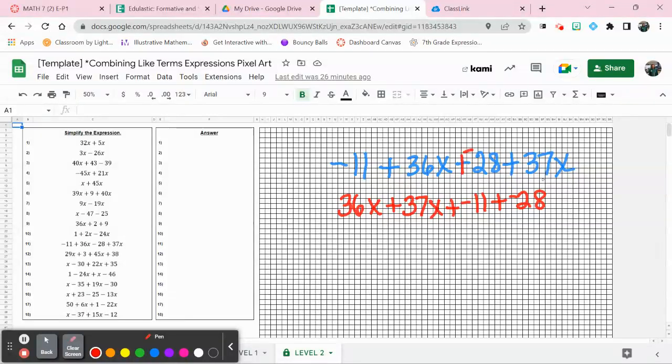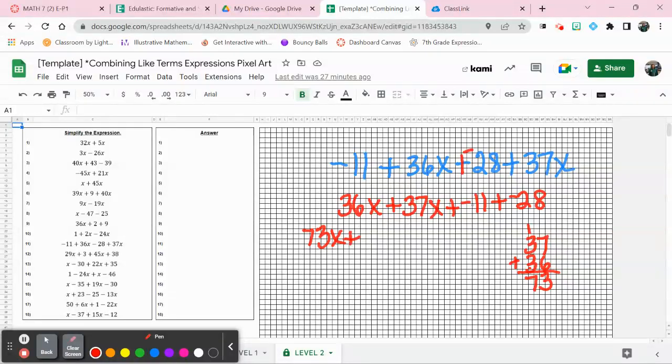Now, you can either use the calculator or go over to the side. Our x's can go with our x's. So that's going to be 37 plus 36 first. 7 plus 6 is 13. So I got 3, carry my 1. 3 plus 3 is 6. 1 more is 7. So we end up with 73x. I'm going to put a plus.